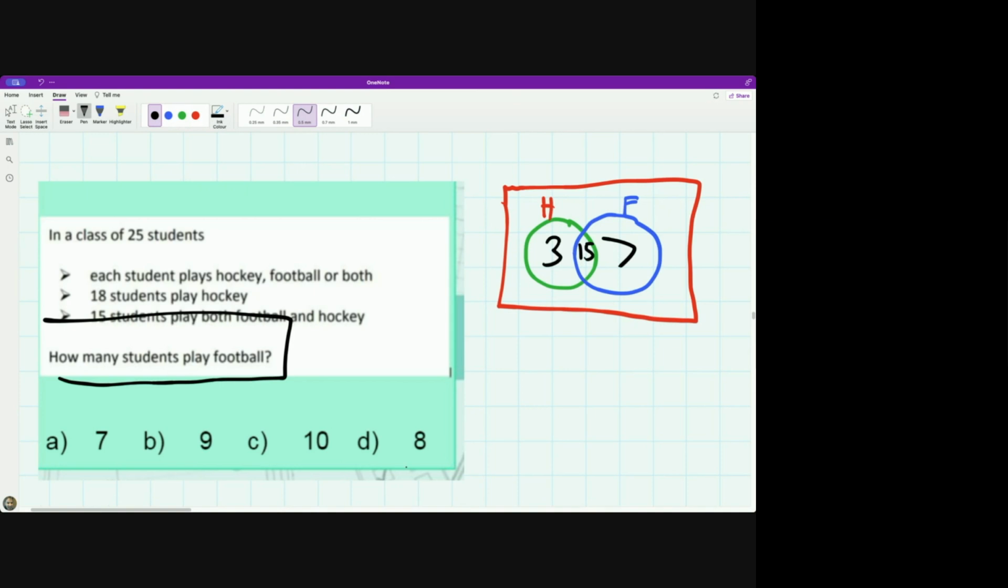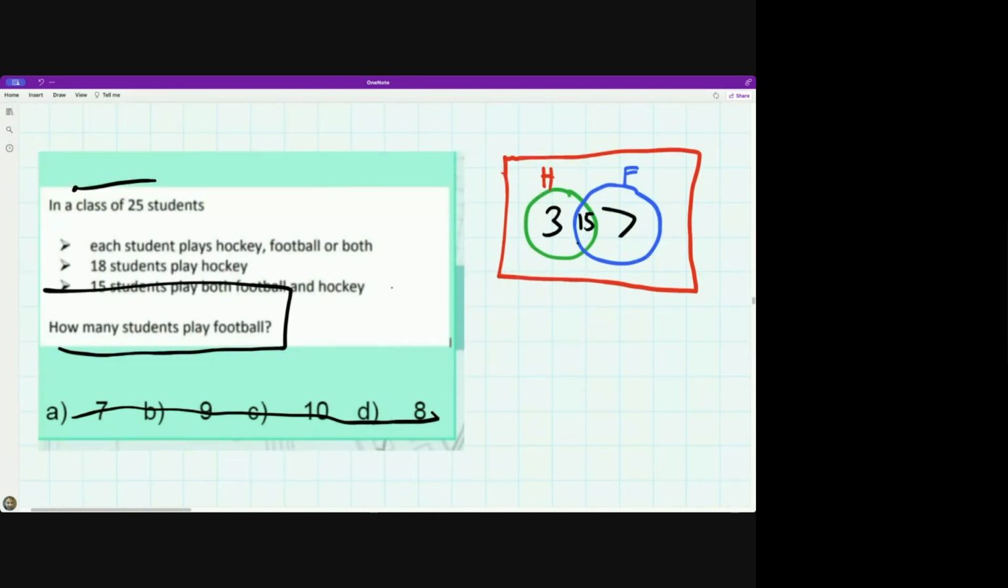How many students play? Is this wrong? Let's have a look. 18 students play hockey. 15 students play both football and hockey. Oh, this question is wrong. 25. Have we got 25 students? Yes, we do. Yeah, so everybody, this has to add to 25. Okay, this question is wrong. So we're going to move on.